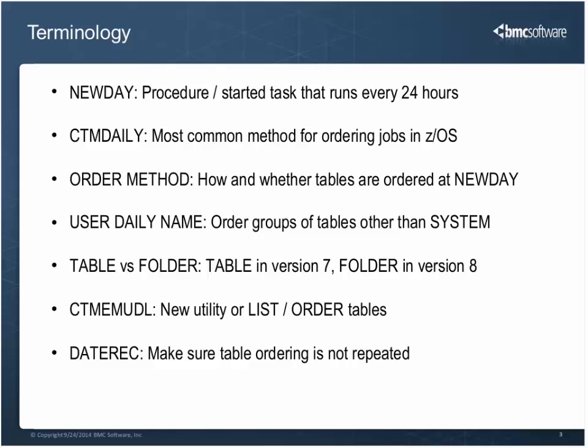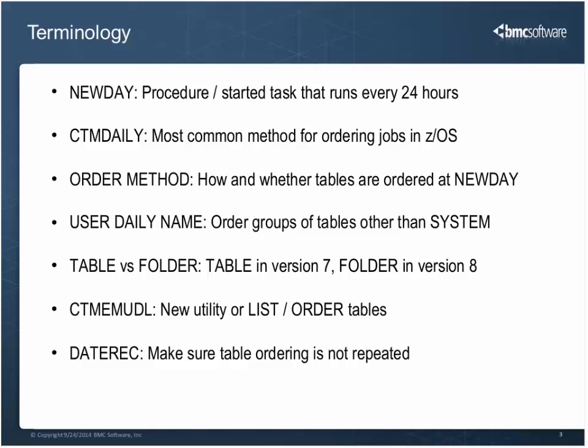The next two terms, User Daily Name and Order Method. These are two fields that are coded in each table definition in Enterprise Manager, and these decide how a table will get ordered. The next is Tables and Folders. These two terms are actually interchangeable and mean the same thing really. The term tables is probably better known in the zOS environment, and the term changed when version 8.0.00 on the distributed side came along. So for the sake of confusion, I'll just refer to tables during this, but if you're a distributed person, tables and folders are one and the same thing.